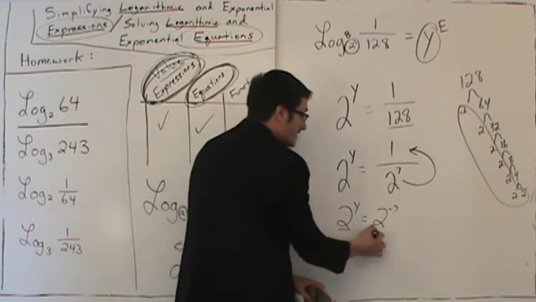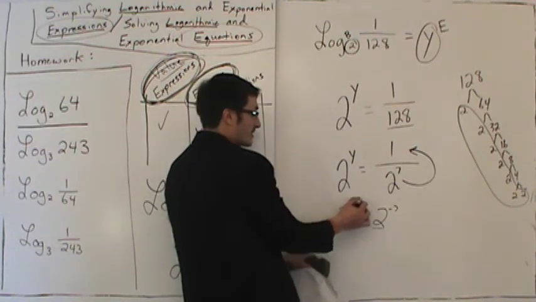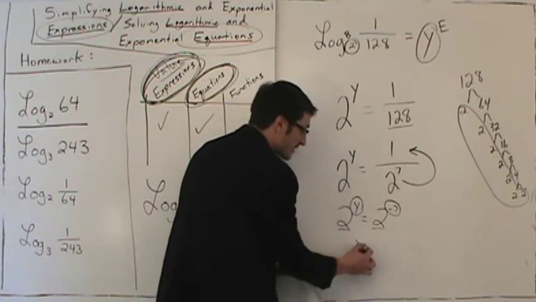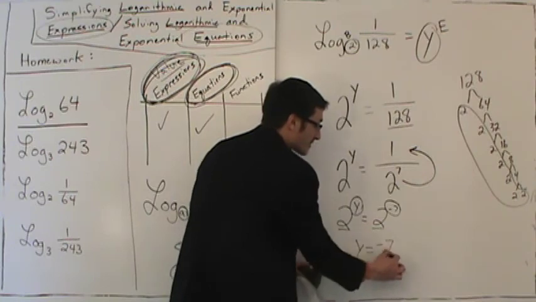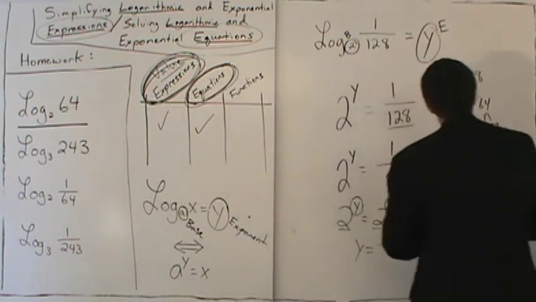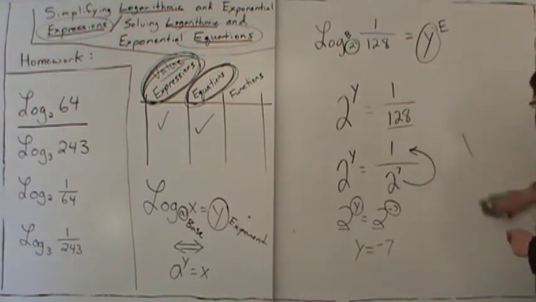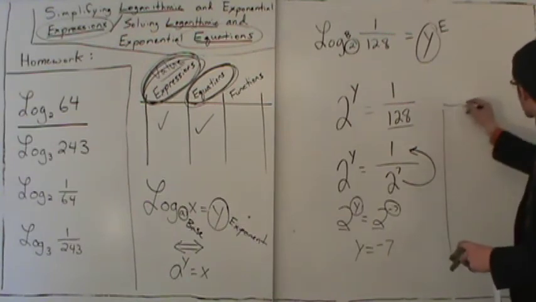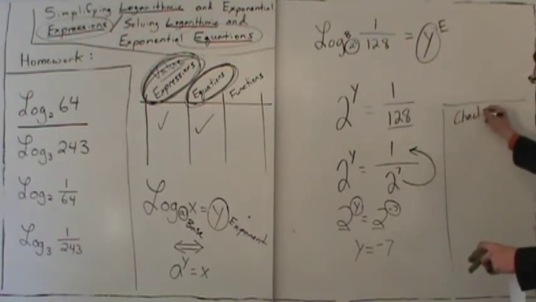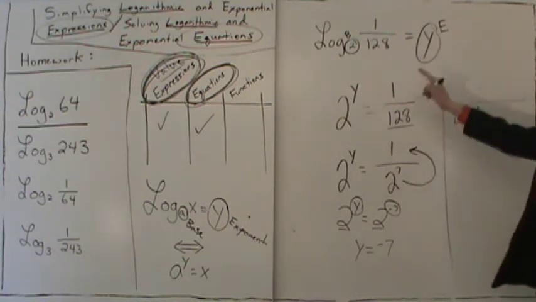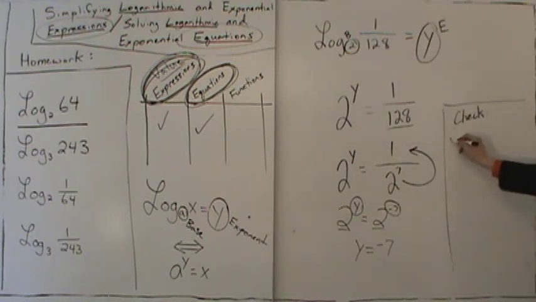And if 2 to the y is 2 to the negative 7th, we can logically conclude that y must be the same as negative 7. So we say our answer is y equals negative 7. Now again, check your answer. To check the answer, we plug it back in, and we say, well, if y is negative 7, then what we're saying is that log base 2 of 1 over 128 is equal to what? Negative 7.